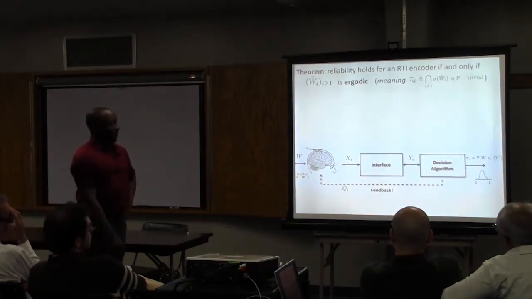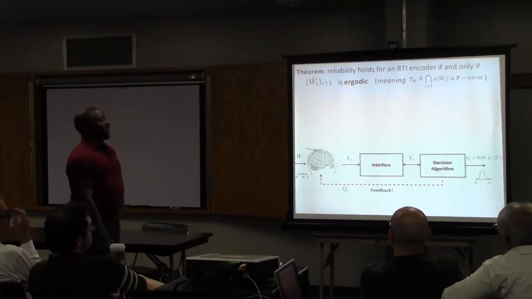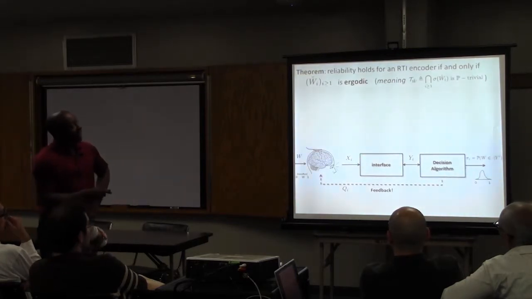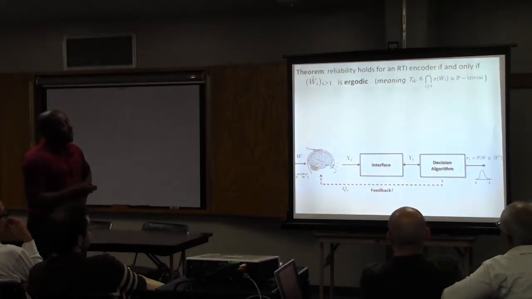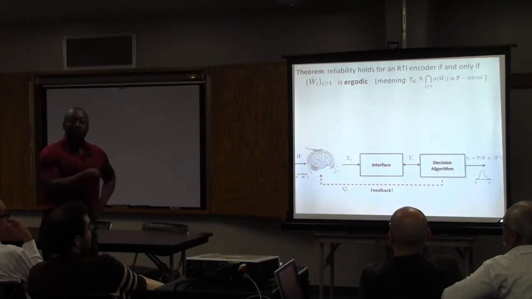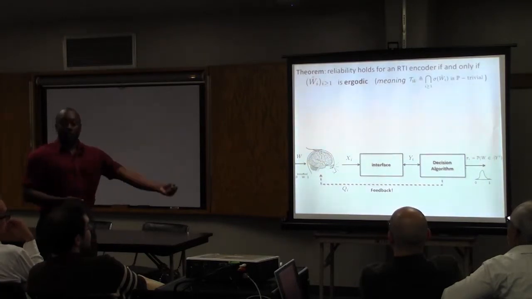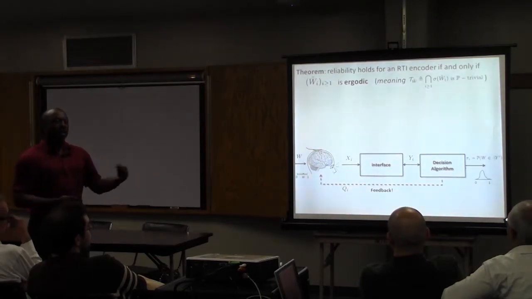Okay, and why do we want to do this? Well, hopefully Ramon will like this, because now what we can say is that for any RTI encoder where those S's are invertible, now the question of reliability, I argue, boils down to asking about this auxiliary process, whether or not it's ergodic. So it's a yes or no question. Is this process ergodic? Then you get reliability. If it's not ergodic, you don't.